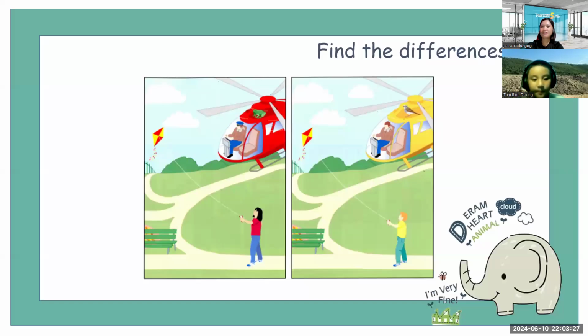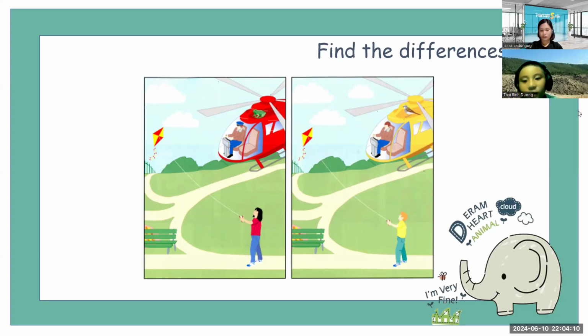Good. Okay, so let's have the speaking activity. Here in the first activity, I have two pictures. Now I want you to tell me what are the differences that we can see in these two pictures, picture 1 and picture 2. Go, Tony. Can you please tell me? Picture 1. The helicopter is red.